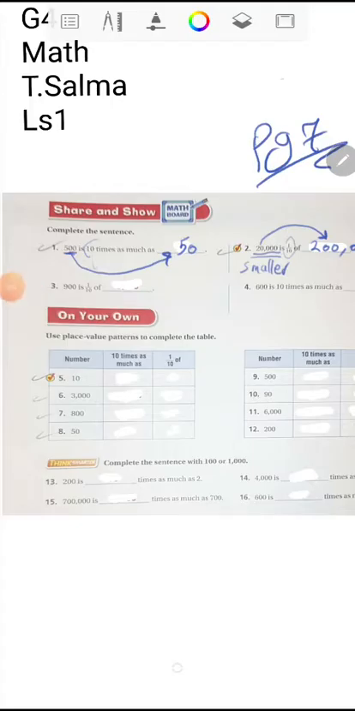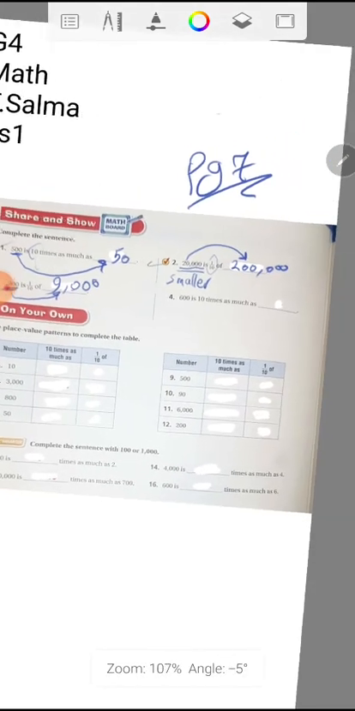Now number 3. 900 is 1 over 10 of any number. So here I have the smaller number also. Okay, the smaller number, to find the greater number you have to multiply by what? By 10 also. So 900 multiplied by 10, it will be 9,000.